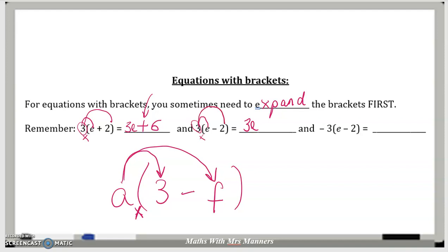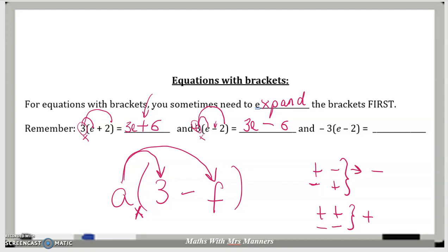So this positive 3 and this negative 2 will result when I multiply in a negative number, because when you're multiplying, if the signs are different, you will end up with a negative. And if the signs are the same, so a positive and a positive or a negative and a negative, you will end up with a positive. So you'll need to remember that.